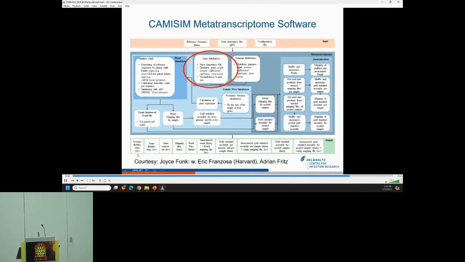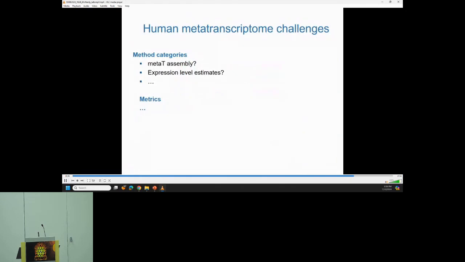And then outputs are, in addition to genome distributions, we have the gene distributions, we have the gene expression data, and a lot of mapping files. And so there will be just additional data that's being generated and allowing this joint analysis.